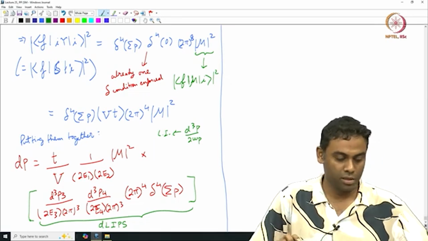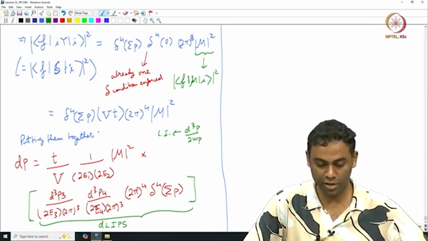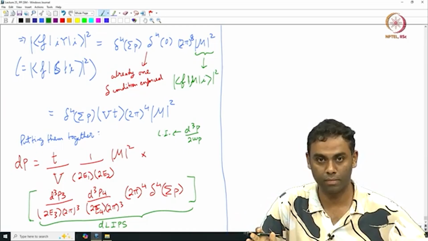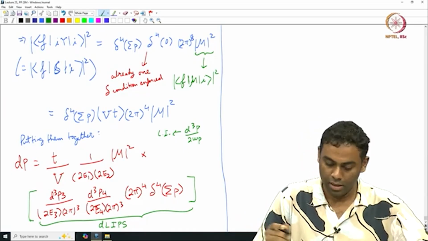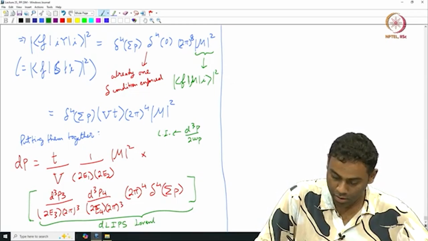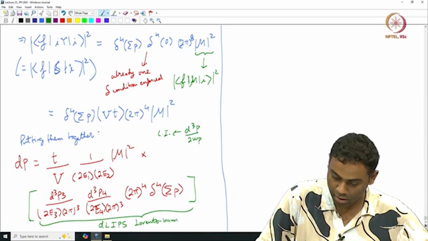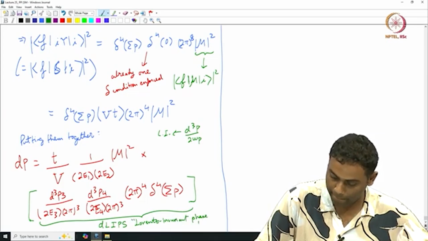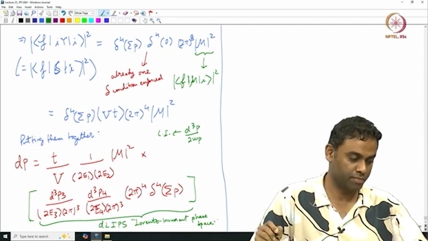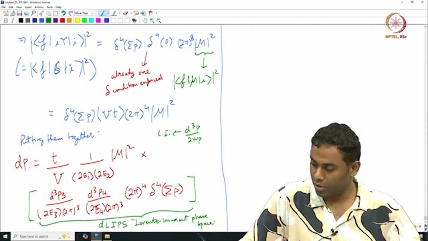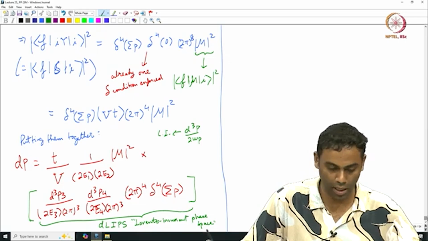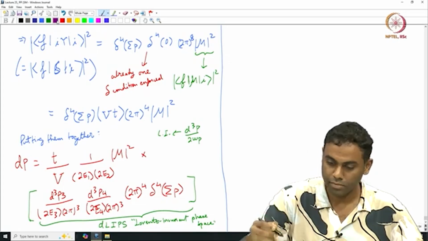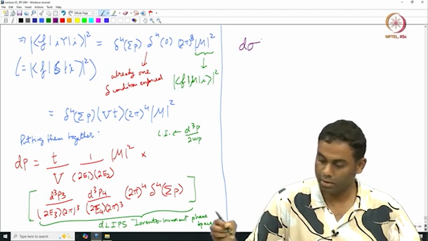So if you can identify the Lorentz invariant phase space in these problems, then the rest of the terms you can easily put in. It's worth writing it down: Lorentz invariant phase space, not any phase space. Okay, so we are almost done. So now I just have to write this. What is now the cross section?